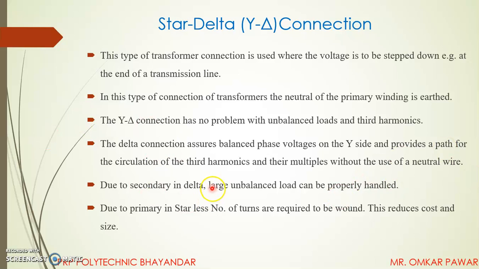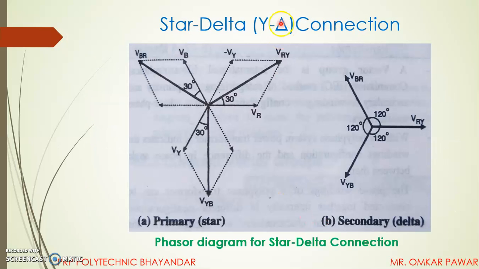So due to the secondary in delta, large unbalanced load can be properly handled, and due to the primary in star, a smaller number of turns is required to be wound. This reduces the cost and size. So this is star delta connection. The primary is connected in star and secondary is delta connection. So the phase relation will be in correct phase. This is a phasor diagram for star delta connection.